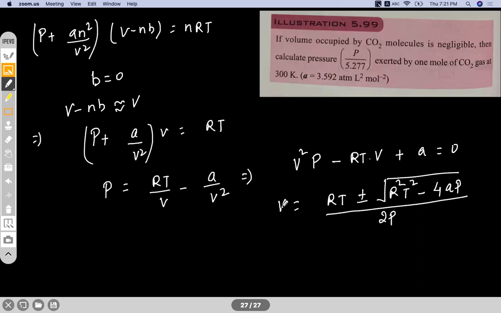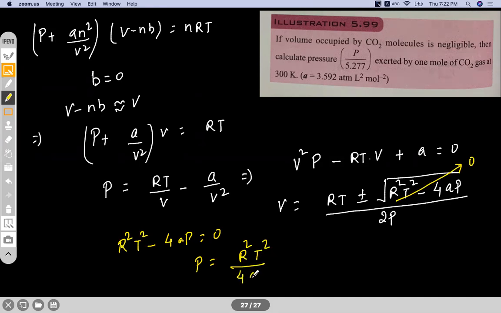For a pressure, we have one value of V. Two values of V for one single pressure is not possible. And that condition is satisfied when this term equals 0, when the discriminant is equal to 0. So for the single value of P, we can write R square T square minus 4AP should be equal to 0. So P is equal to R square T square divided by 4A. All values you need to substitute here.